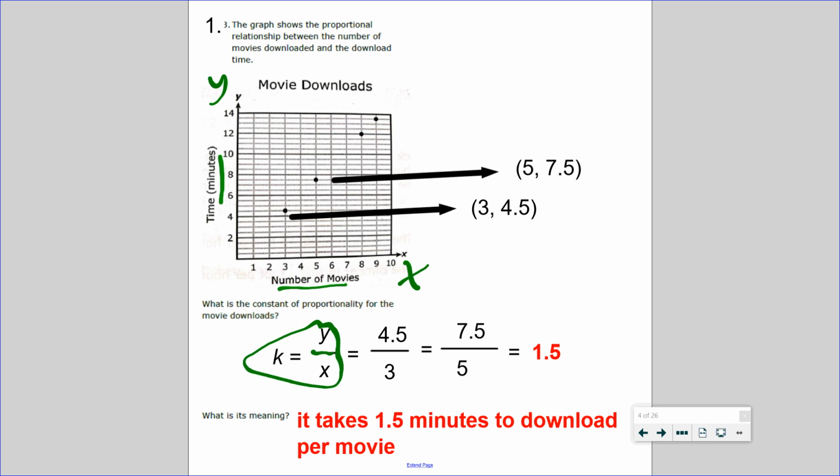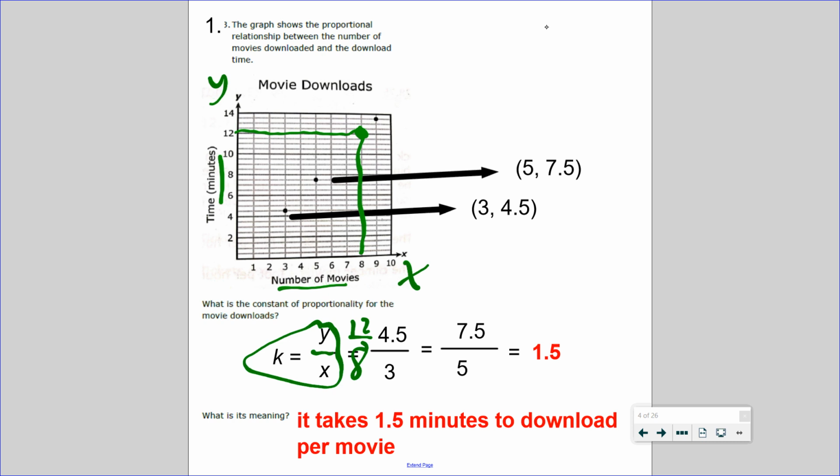So we need a y and an x. So which point do you choose to use? I could use the first point, second point. You know what? I'm going to use this third point. You may say, but why? Look at this. This is a 12, and this is an 8. I'd rather use numbers that are easier to work with. So I'm going to replace the y with 12. I'm going to replace the x with 8.